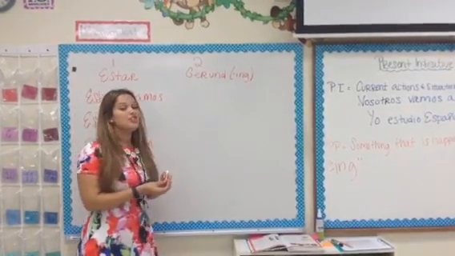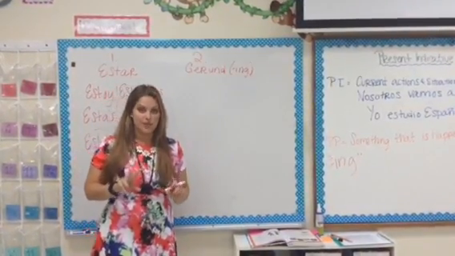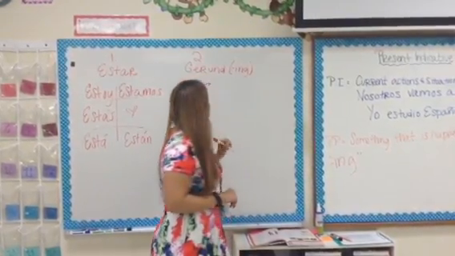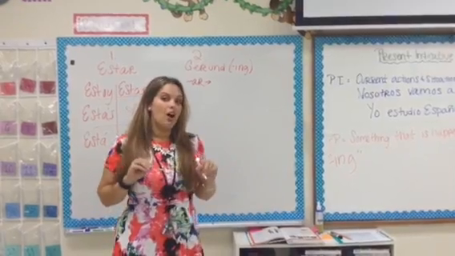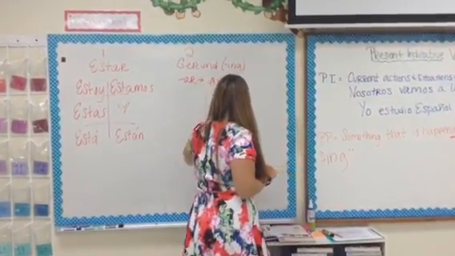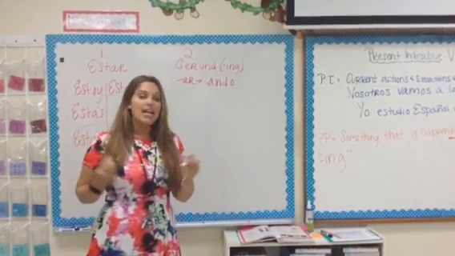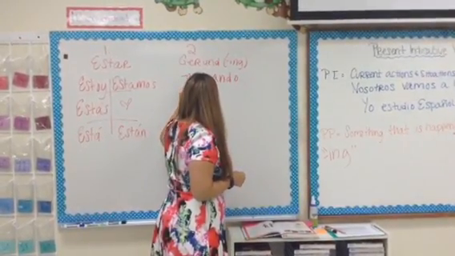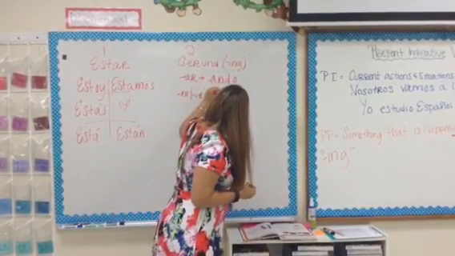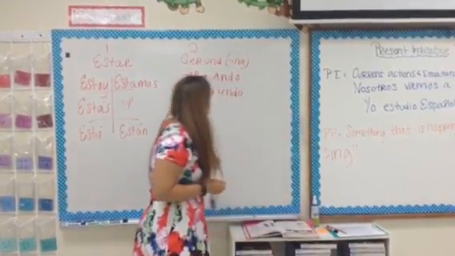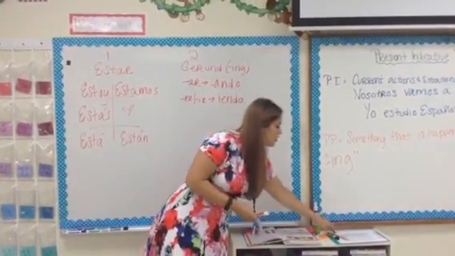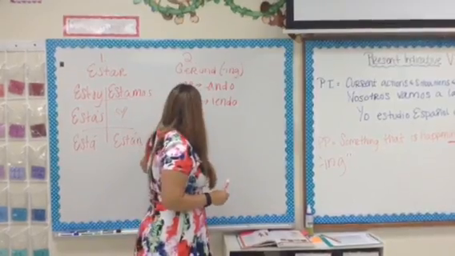Okay, for the gerund, there are 2 endings for this. If it is an AR verb, we would take off the AR and we would add ando. If it's an ER or IR verb, we would take off the ER or IR and add yendo.